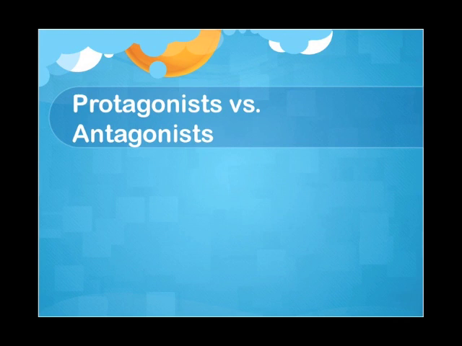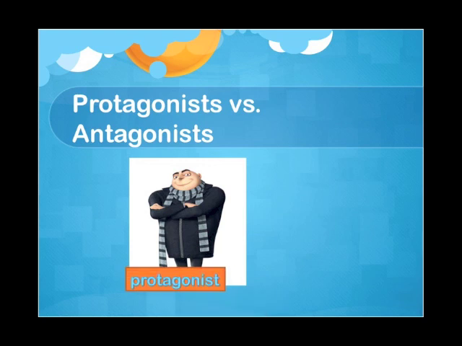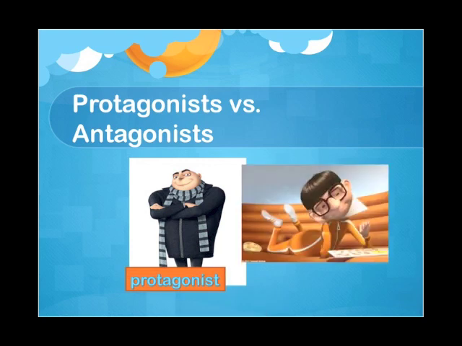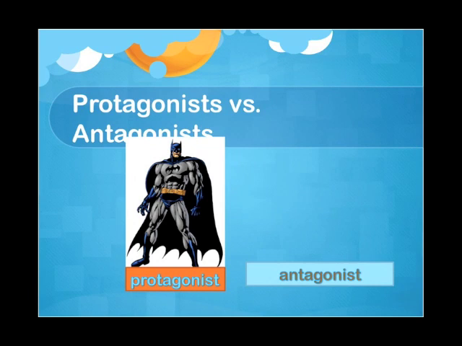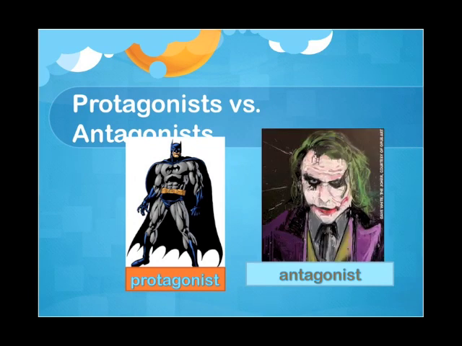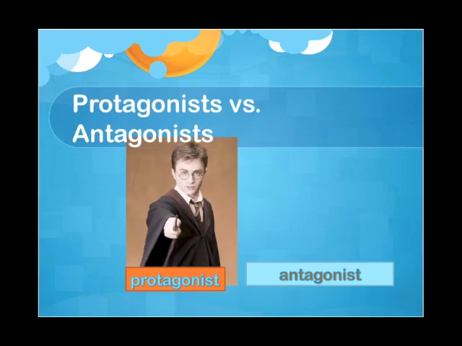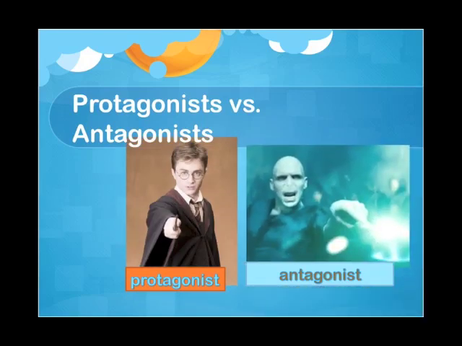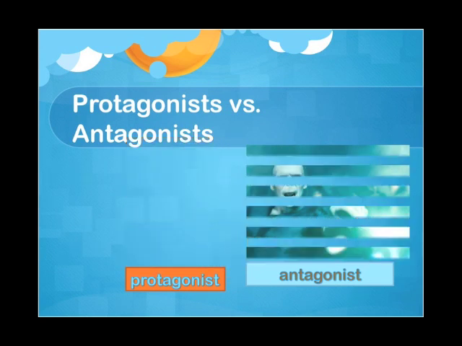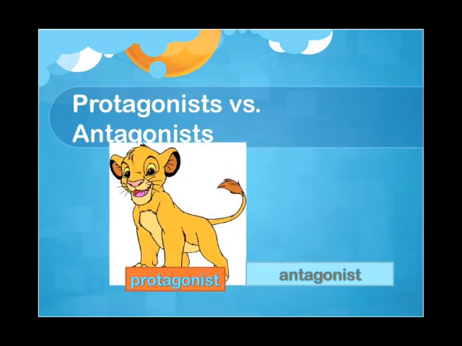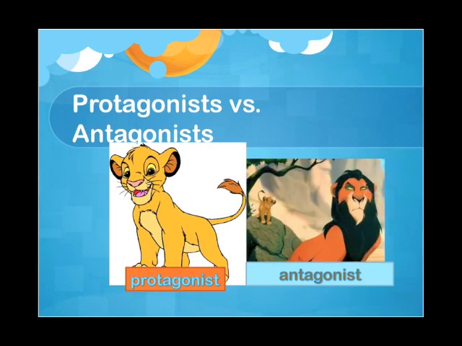I have some examples of protagonists versus antagonists for you. We talked about Gru before being a protagonist. If he was a protagonist, Victor is the antagonist, the force working against him. If Batman is the protagonist, then the Joker is the antagonist. If Harry Potter is the protagonist, then he who shall not be named is the antagonist. If Simba is the protagonist, then his Uncle Scar is the antagonist, or the force that's working against him.